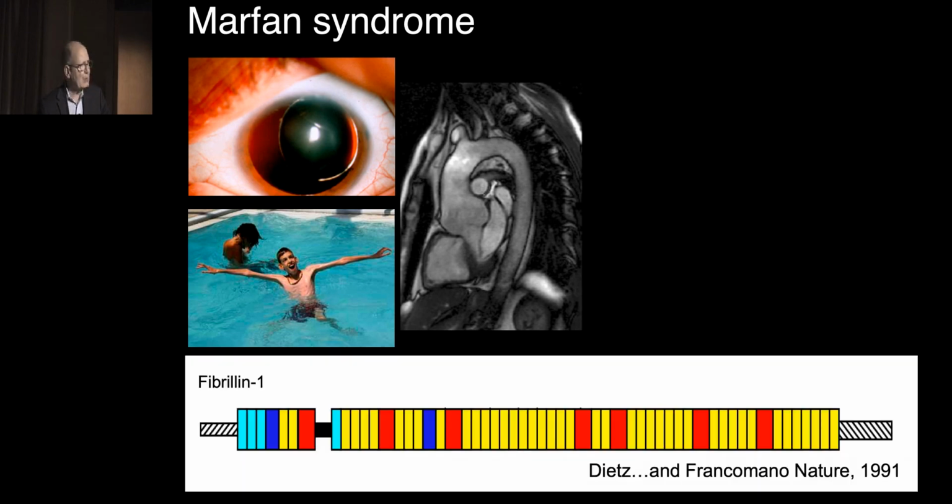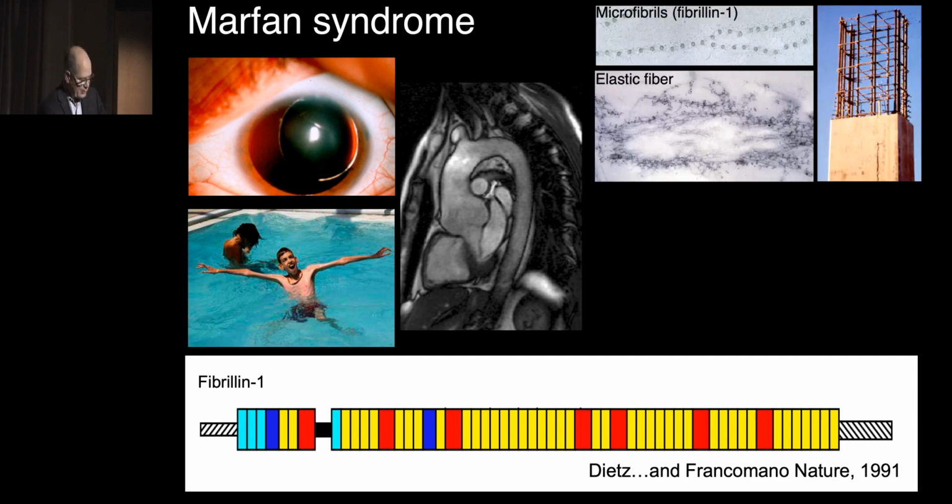In 1991, we used a traditional positional candidate approach to show that mutations causing Marfan syndrome occur in the gene that encodes the connective tissue protein fibrillin-1. So what did we know about fibrillin-1? We knew that monomers aggregate to form complex extracellular structures called microfibrils, and that microfibrils cluster around the maturing ends of an elastic fiber during embryonic growth.